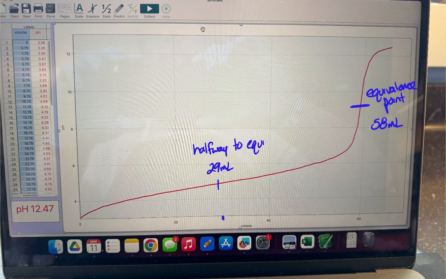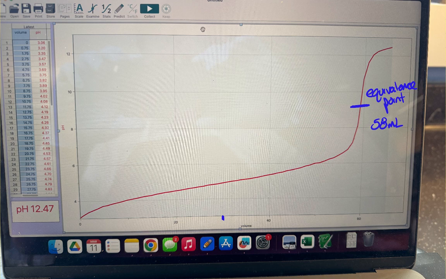to equivalence. And the reason that halfway to equivalence is so important is because at halfway to equivalence, the pH equals the pKa for the weak acid. So at halfway to equivalence, pH equals pKa for your weak acid. And pKa is a really good way to identify what weak acid you've got, right? We can figure out which weak acid we're looking at by comparing pKa values. Now, again, the lab manual kind of shows the math behind this, shows the proof behind this, but that's the general idea, is that halfway to equivalence, pH equals pKa.